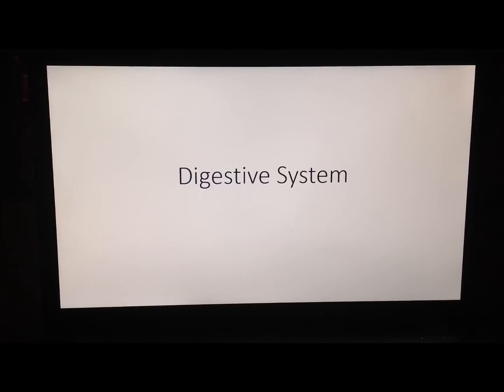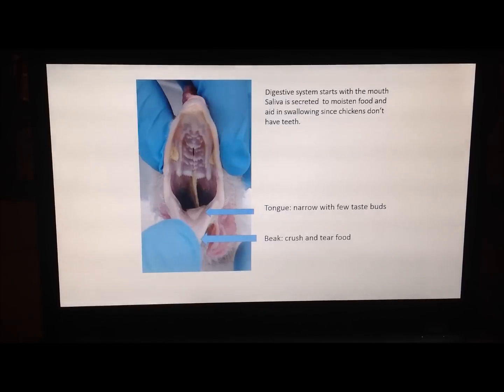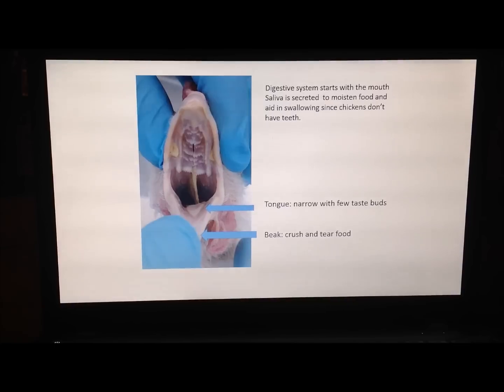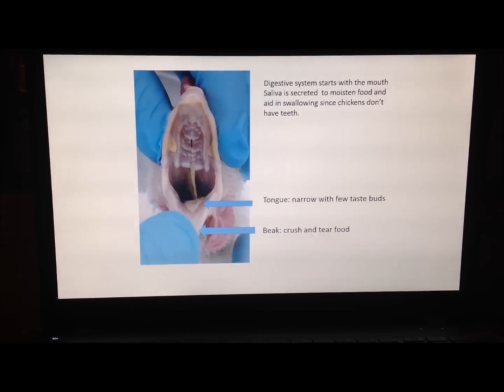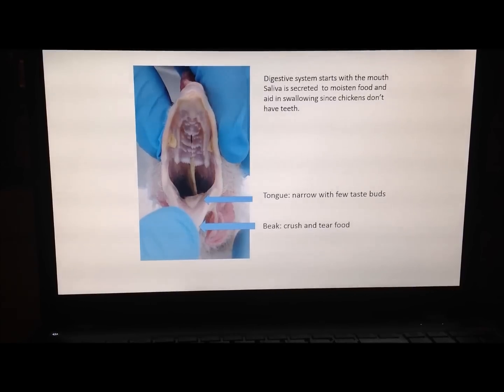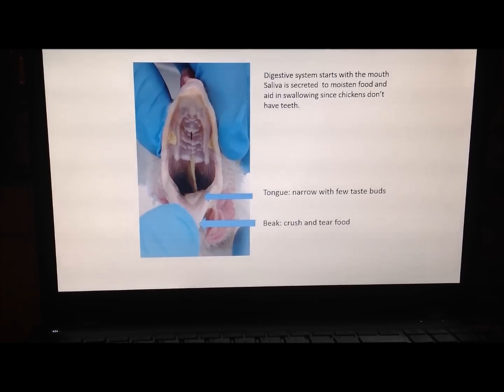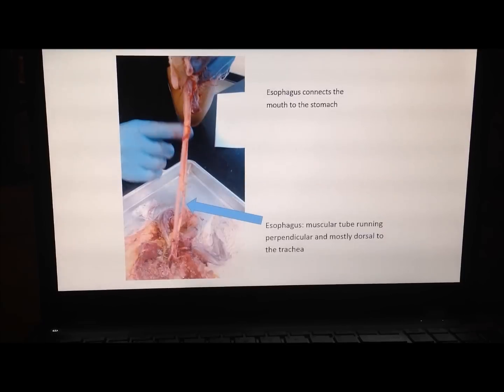And now we will be talking about the digestive system. The digestive system starts with the mouth, where saliva is secreted to moisten food and aid in swallowing, since chickens do not have teeth. The mouth contains the tongue, which is triangular and narrow with very few taste buds, and beak, which crushes and tears food.